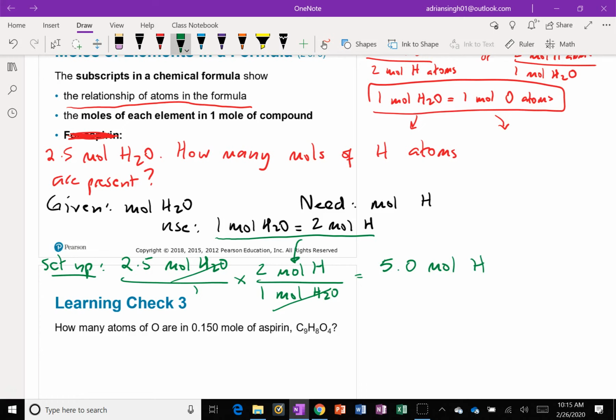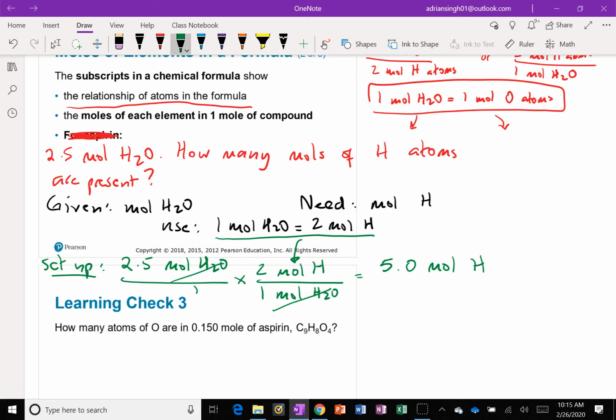Right, some of you probably did that in your head if you're mathematically inclined, right? It's a 2-to-1 ratio. We just multiply the moles of water by 2. But that's where it comes from. It comes from that dimensional analysis or that equality relationship that comes from the chemical formula, right? So the formula gives you that mole-to-mole ratio.